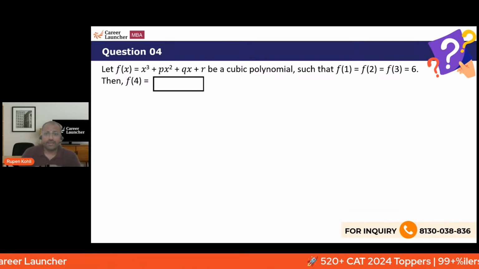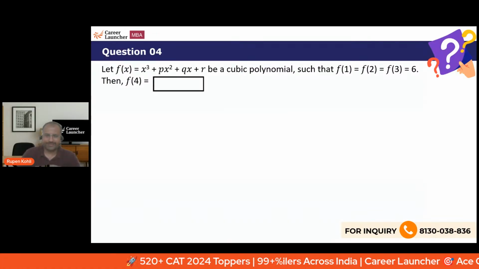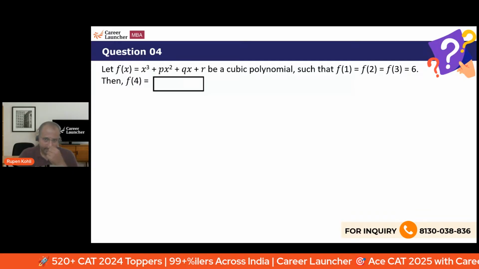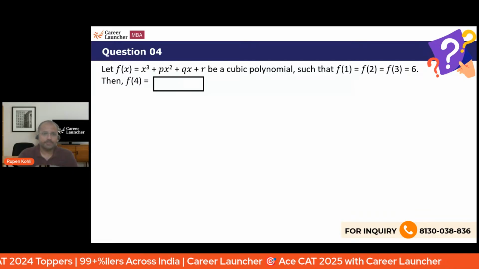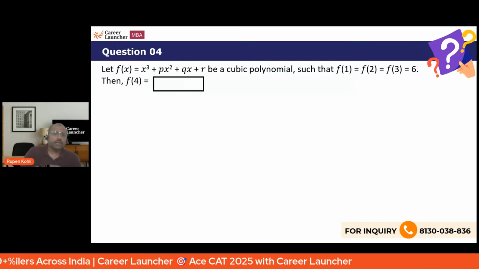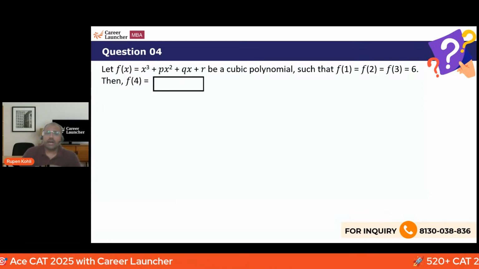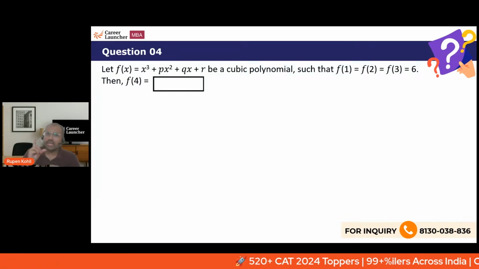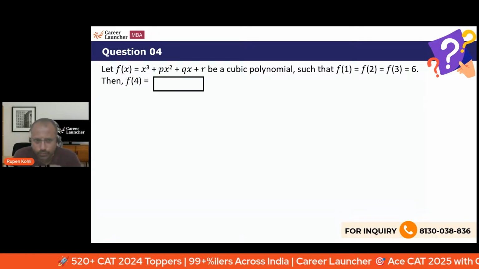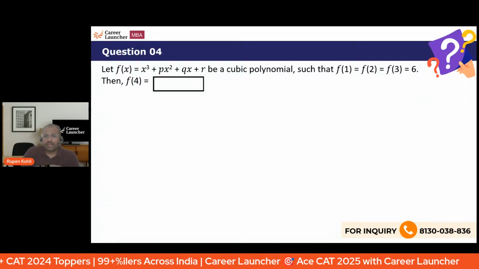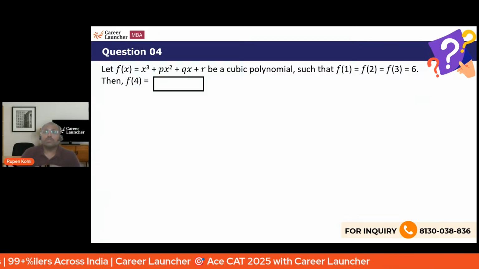Let's see, we have another very interesting question. Again, something to do with cubic. And now we are coming with a very different concept in this problem. Let's jump in. Let f(x) equals x cube plus px squared plus qx plus r. All the coefficients are in variable form except for the coefficient of x cube, which is 1. That is very good, what we know. Such that f(1) equals f(2) equals f(3) equals 6. What is f(4)? That's the question.